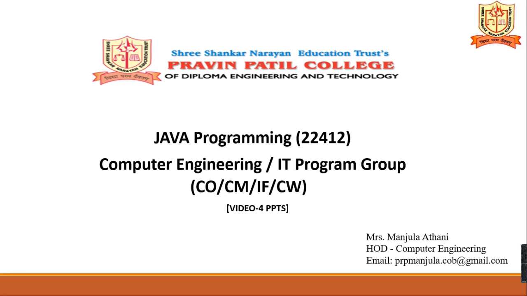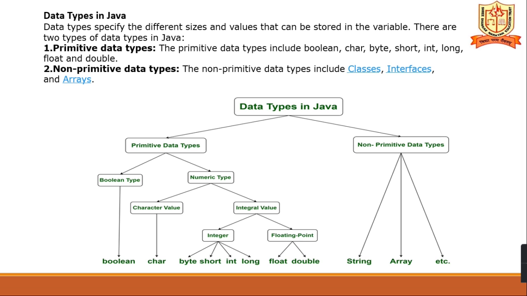So this is the fourth video of this Java programming unit 1. In this video we will see what the different data types are, what an instance variable is, and how to represent them, and the remaining things.